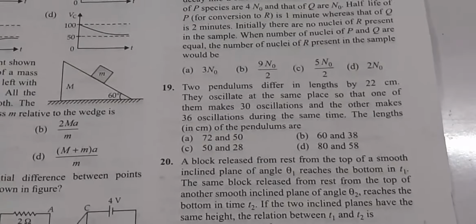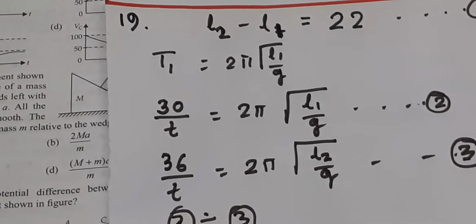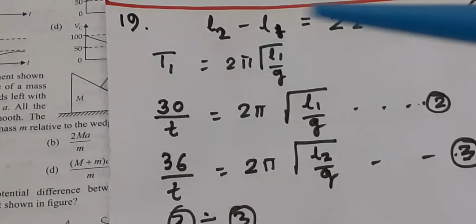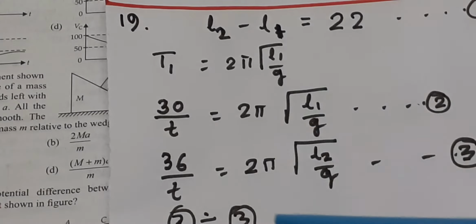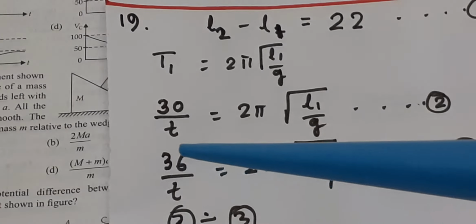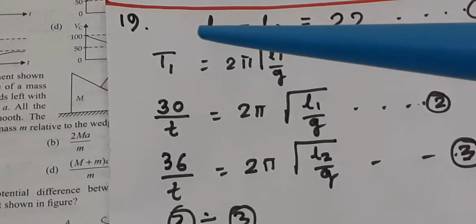Now, to do this, we know the time period is 2 pi root under L by G, a basic formula. Say L2 is for the second one, because the number of oscillations is more in that case. That means 36 is the number for one and 30 oscillations for the other.